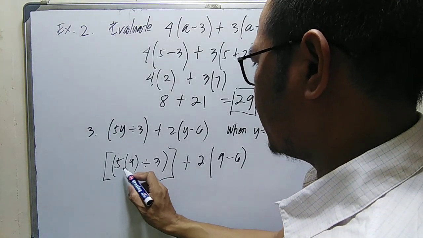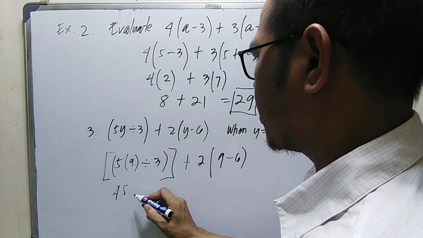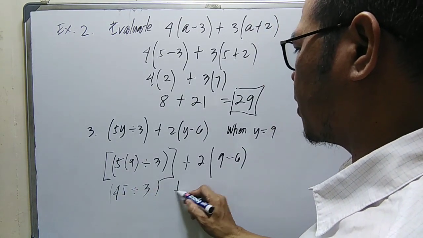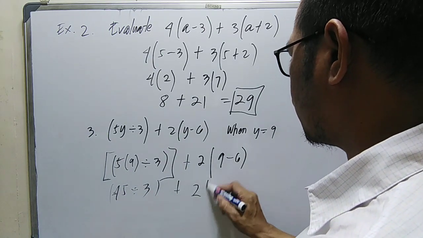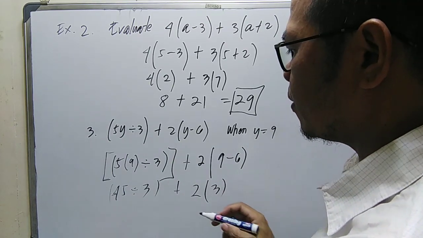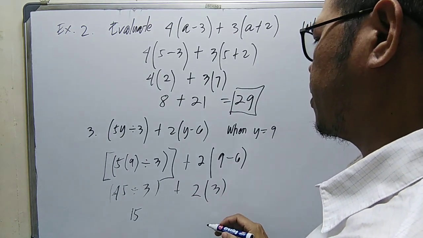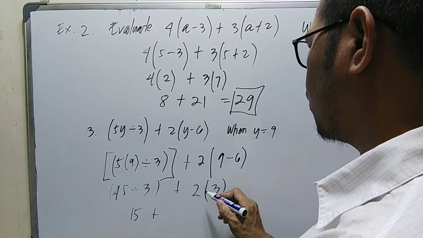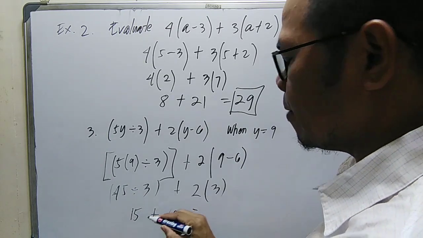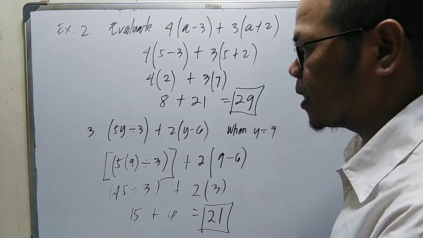Okay. Ngayon, 5 times 9 is 45. Divided by 3. Okay, pwede nang walang quantity yan. Plus, 2 times 9 minus 6 is 3. Okay, ngayon, 45 divided by 3 is 15. Okay, plus 2 times 3 is 6. So, itotal natin yan lahat. 15 plus 6 is 21. So, this is your final answer sa ating example number 3.